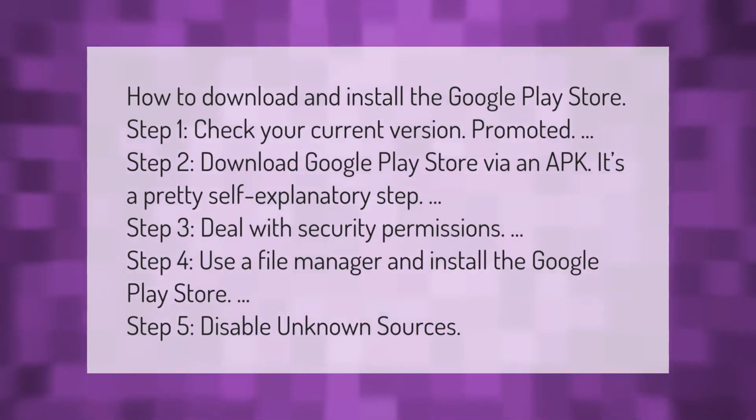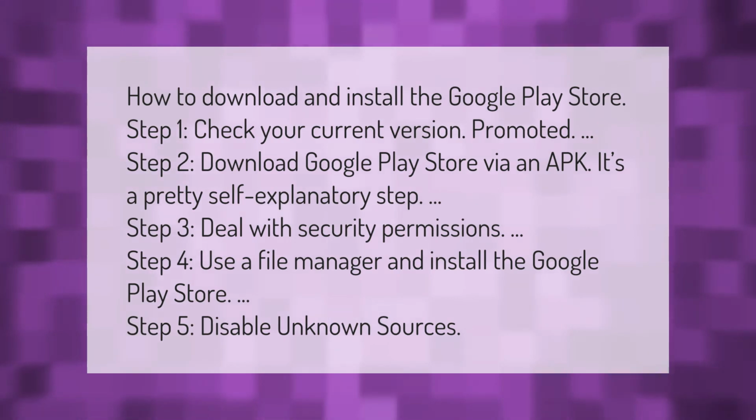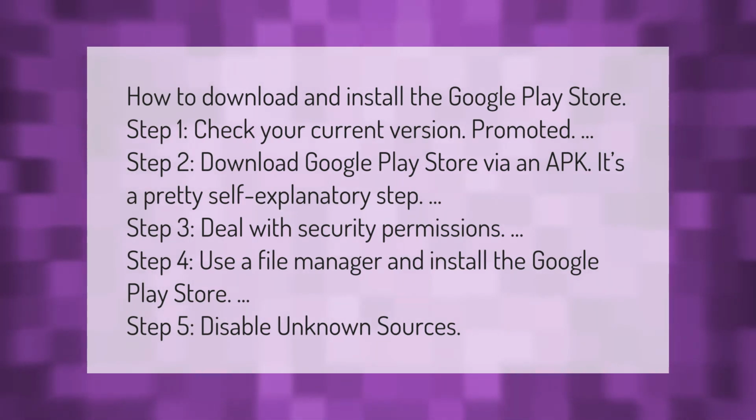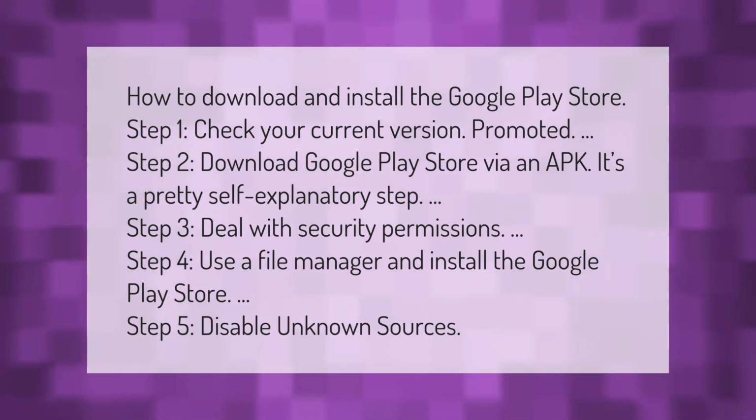How to download and install the Google Play Store. Step 1. Check your current version. Step 2. Download Google Play Store via an APK. It's a pretty self-explanatory step. Step 3. Deal with security permissions. Step 4. Use a file manager and install the Google Play Store. Step 5. Disable unknown sources.